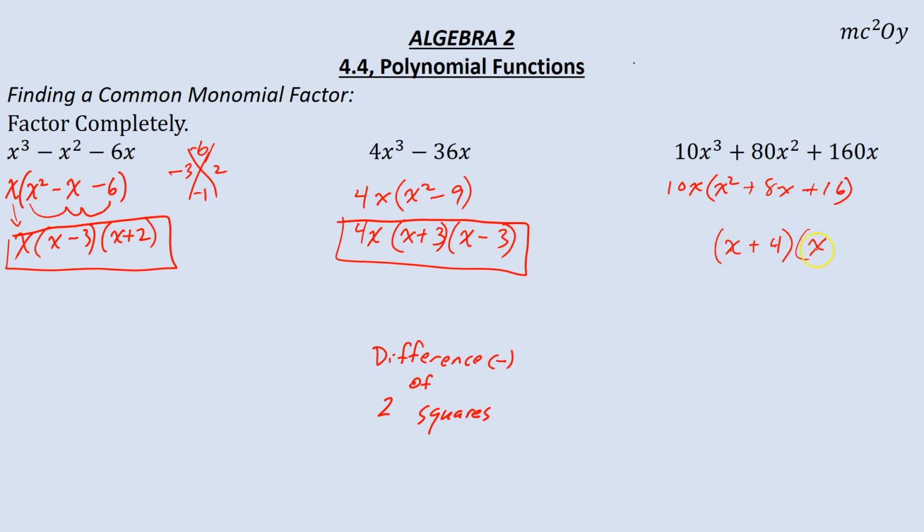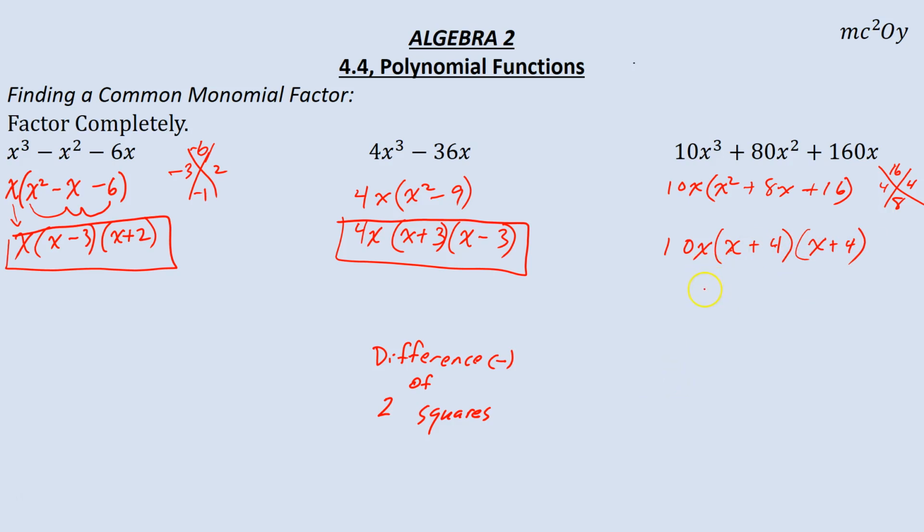So that means I can just write that twice. Now, if you don't remember that pattern, you could just do the same factoring thing that we were doing: two things that multiply to make 16 and add to 8. That would be 4 and 4, and you would end up with this as well.